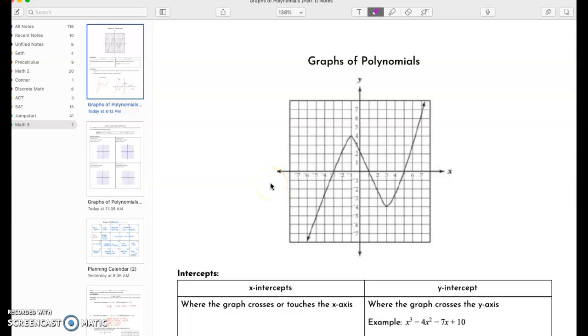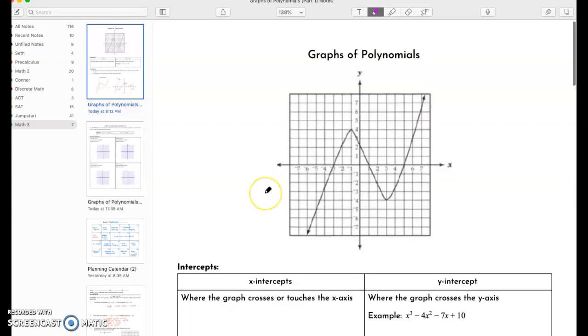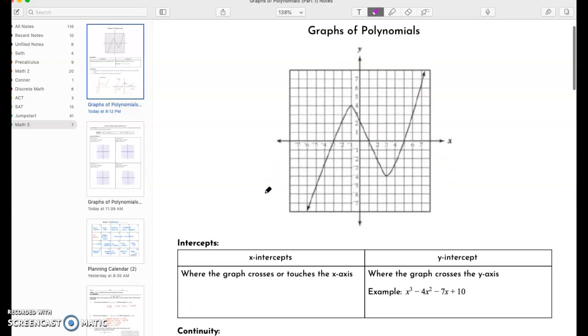We're going to be looking at graphs of polynomials and applying some different characteristics that we've already looked at, but now we're going to look at them more specifically and review with graphs of polynomials. So we're going to come back and we'll label some things on this picture as we talk about those different things. So x-intercepts are the places where the graph crosses or touches the x-axis.